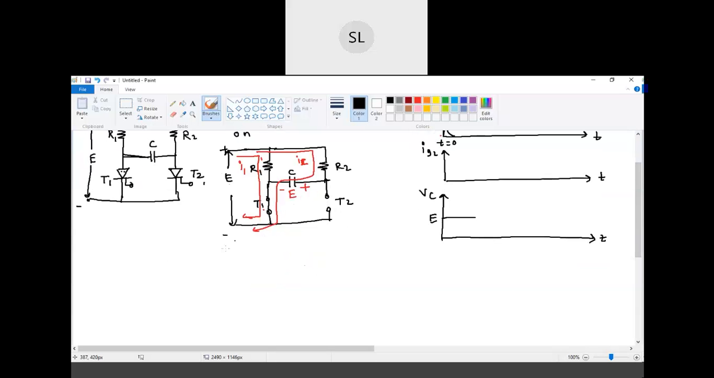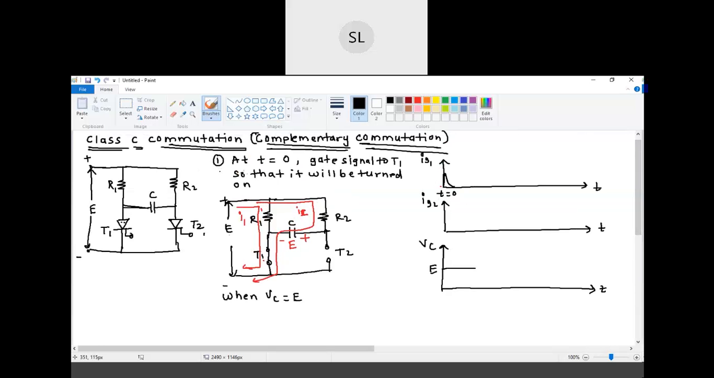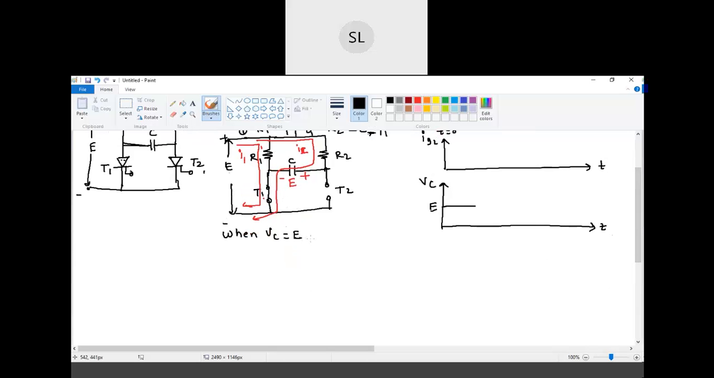When Vc will be equal to E, it will be turned on. Once T1 is turned on, it will carry two currents. First one is through R1 and T1, and second one is through R2, C and T1. Because of this, Vc will be charged to supply voltage E, and when it is fully charged, current Ic will be equal to 0. So now the only current that is flowing through this T1 is I1.